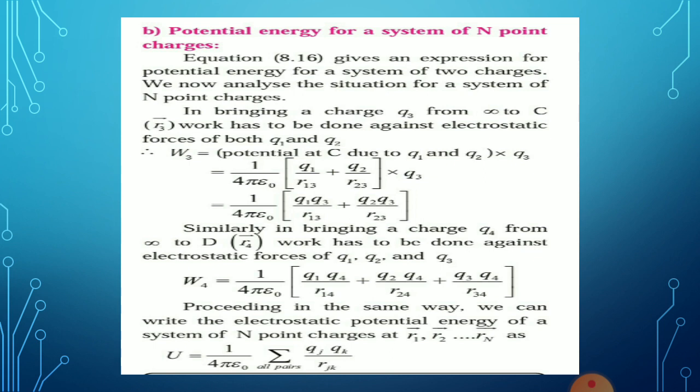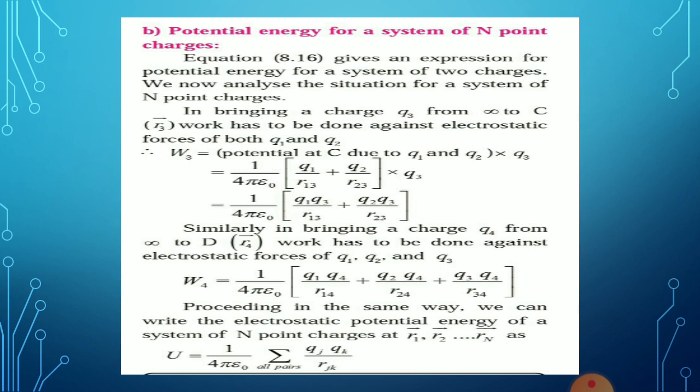We have considered firstly, from the previous lecture, equation 8.16. In this equation we can find out the potential energy of the system. So we can use this equation, which gives an expression for potential energy for a system of 2 point charges in the previous lecture. Now we analyse the situation for a system of n point charges.